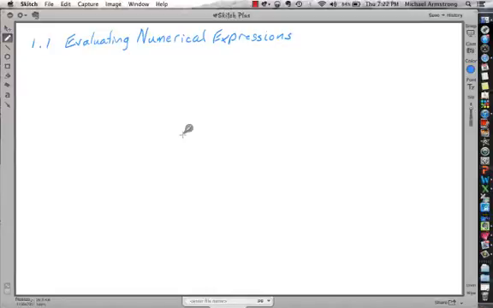Okay, this is Chapter 1, Lesson 1, Evaluating Numerical Expressions. We're going to jump right in and see how this works out. Evaluating numerical expressions. We're kind of talking about algebra. An expression, a numerical expression, is just numbers.